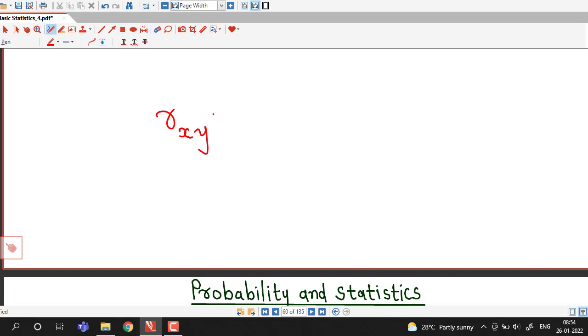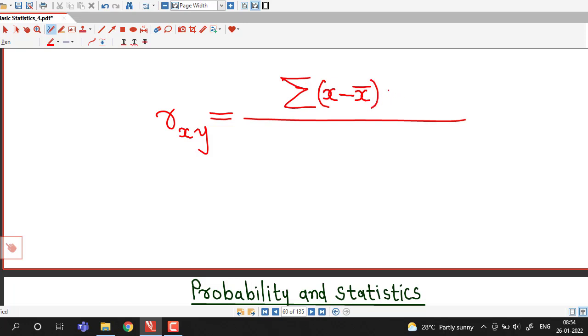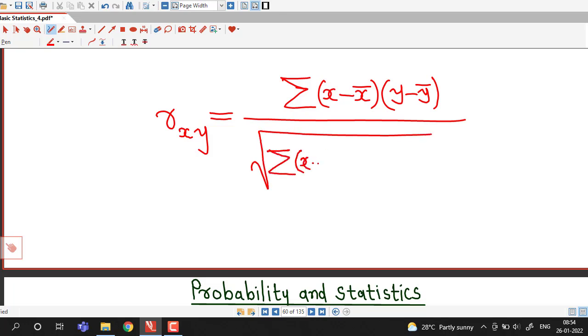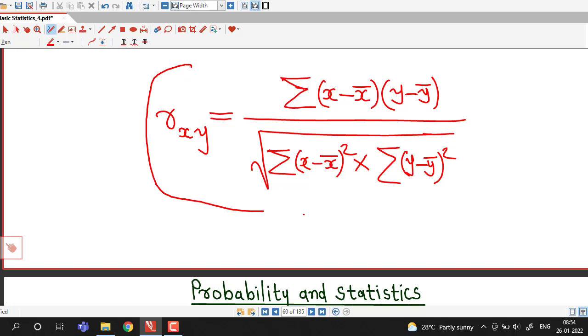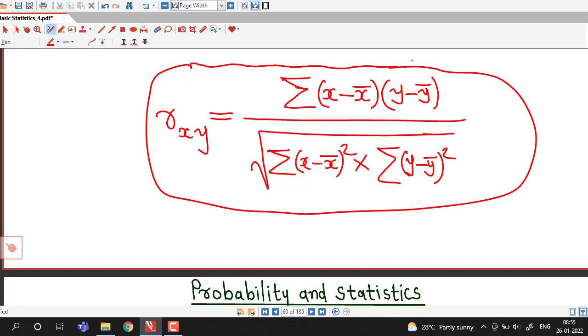The formula for coefficient of correlation given by Karl Pearson is sigma x minus mean of x times y minus mean of y, divided by square root of sigma x minus x bar whole square into sigma y minus y bar whole square. So this is the formula which we are going to use to compute Karl Pearson's coefficient of correlation.